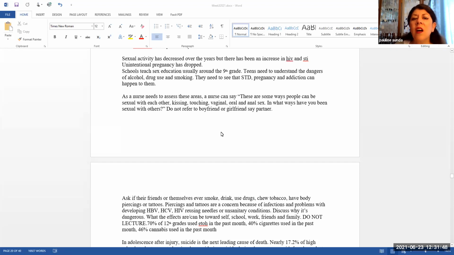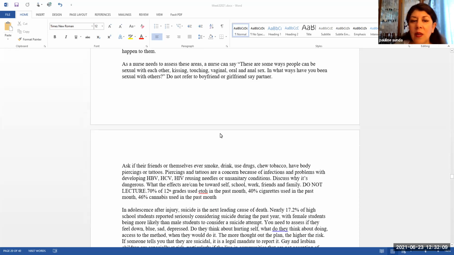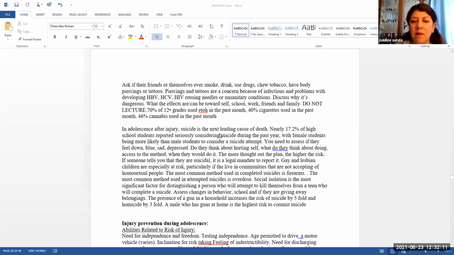As a nurse, we need to assess all of these areas, and we need to talk about the different ways people can be sexually active and whether they have been sexually active with others. We don't want to say boyfriend or girlfriend. We want to say partner. That way we are not being judgmental.